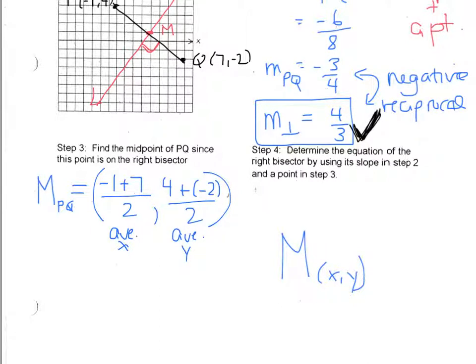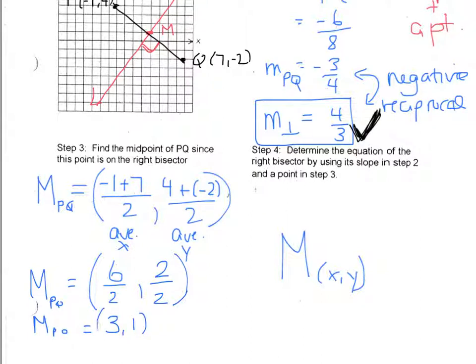Negative 1 plus 7 is 6 over 2. Don't forget your big brackets. And 4 minus 2 is 2 over 2. So we have a final midpoint of (3, 1). Okay, so those are the coordinates of the midpoint that we calculated.